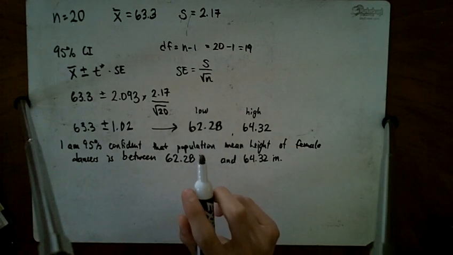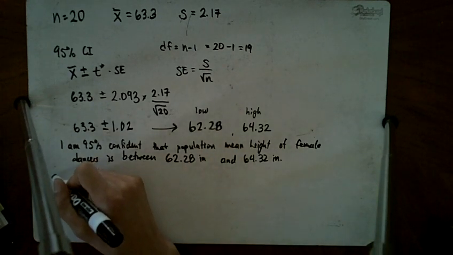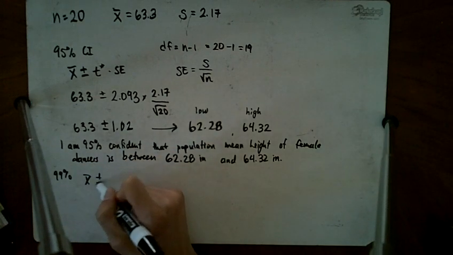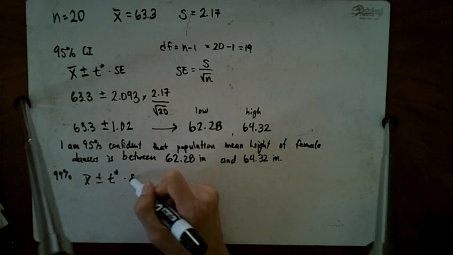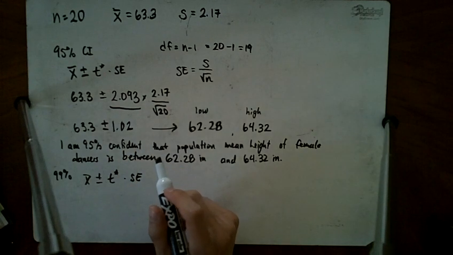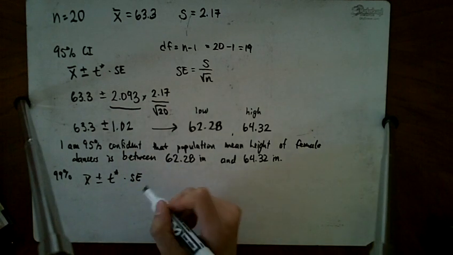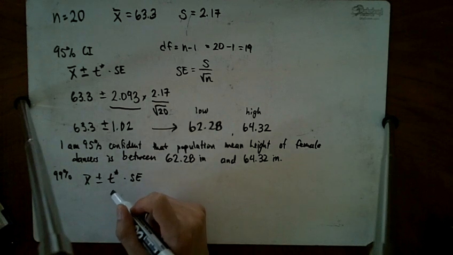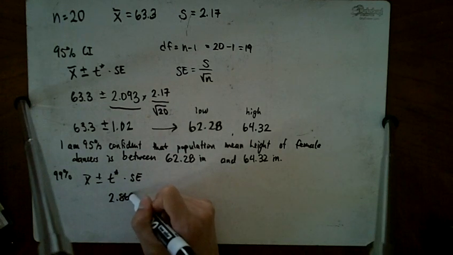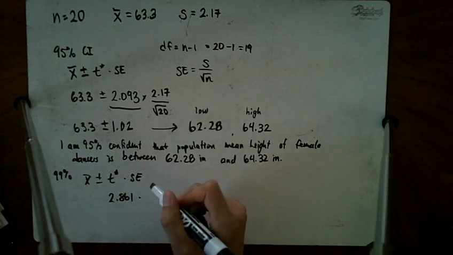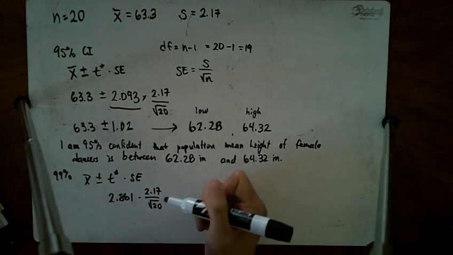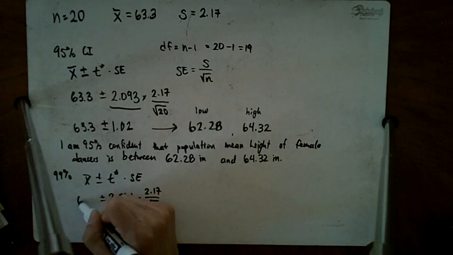Okay, if I wanted to make a 99% confidence interval, I'm still doing x bar plus or minus my t star times the standard error. All the numbers are the same except the t star. The t star has now changed to be a 99% number. So if you look at that table, I no longer use 2.093, I'm going to use 2.861 times my standard error, which is still going to be 2.17 divided by the square root of 20. And my x bar is still 63.3.